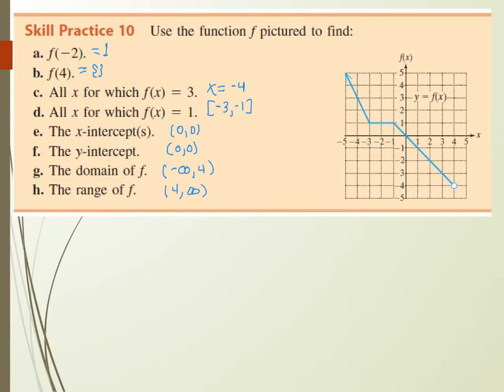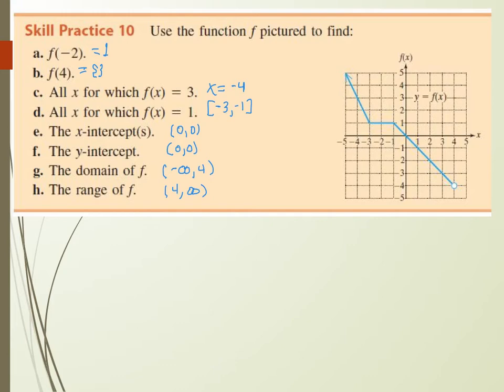You should probably try to do practice skill 10 on your own. We'll just give you the answers. You can look at the function of the graph. You can see that f of minus 2 is 1. So when we go to minus 2 and we go up, we see that it's equal to 1.